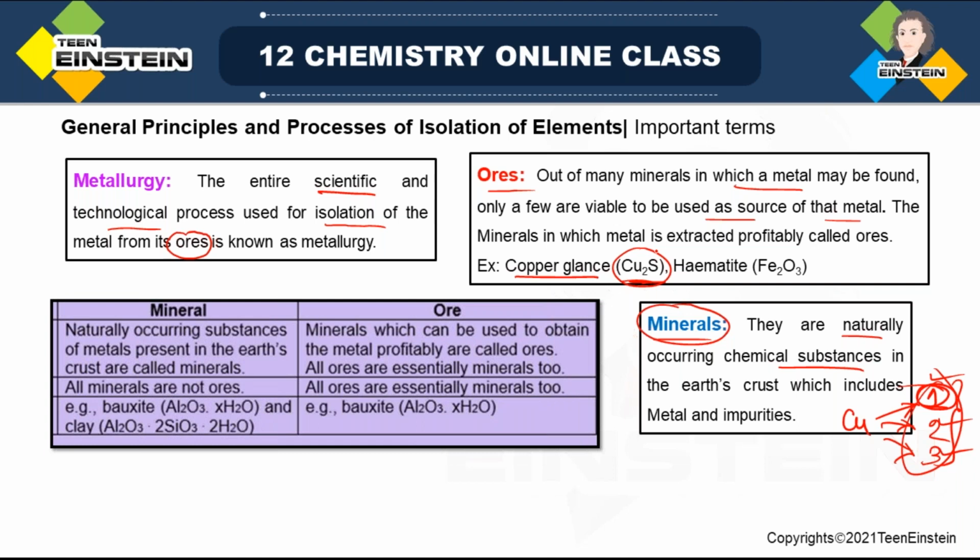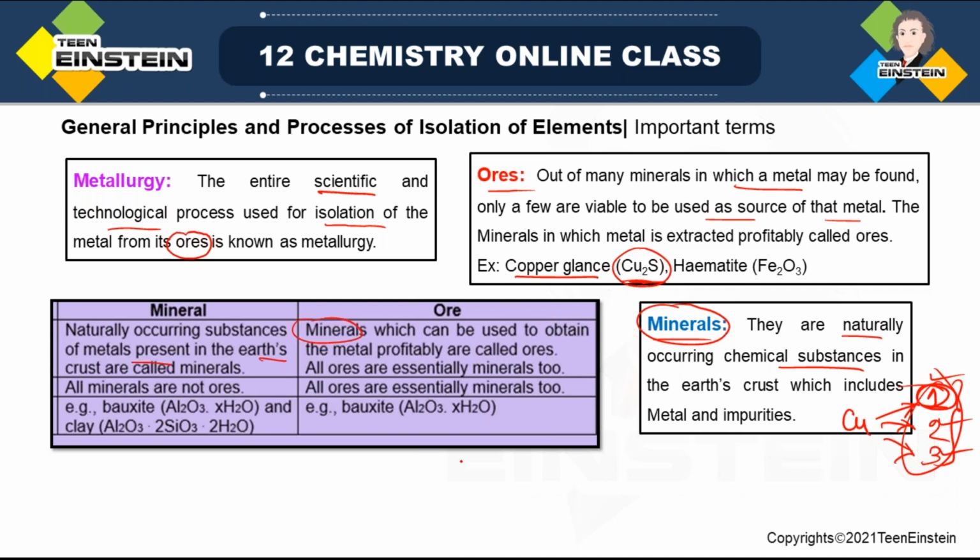So what is the difference between these two closely related terms? Naturally occurring substances of metal which are present in earth crust, we will call minerals, and those minerals which can be used to obtain metal profitably, we will call only those minerals as ore. Okay, so obviously all the ores are actually minerals, but all minerals are not ores.